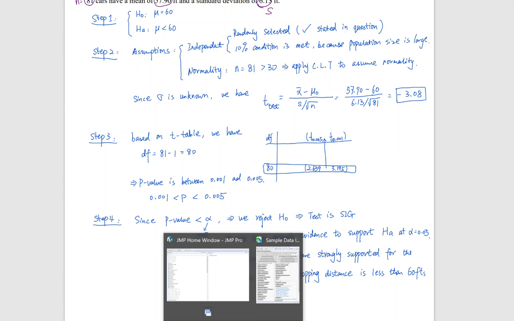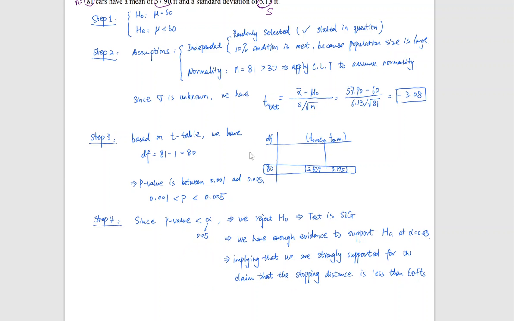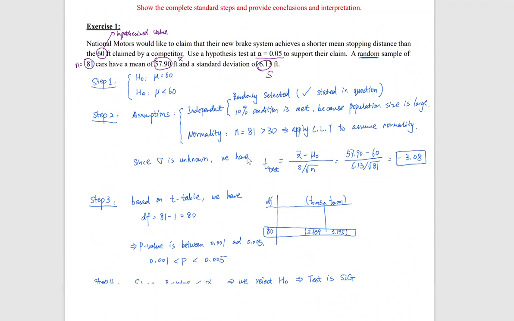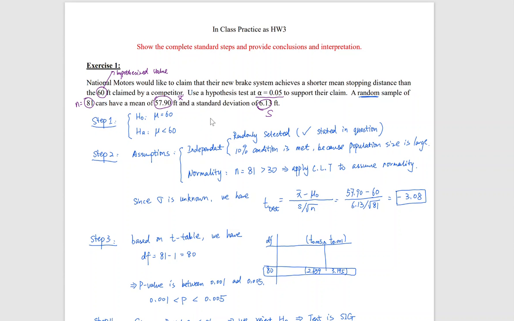But in our exam, we still use the t-table, so the range of the p-value will be enough for you to make the conclusion. So how do you find the p-value using JMP? Here we just use exercise 1 in the in-class practice as our example. For this exercise, we are testing mu equals 60 versus mu less than 60.